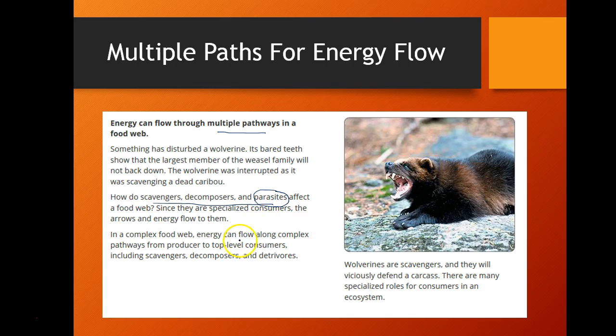In a complex food web, energy can actually flow along complex pathways from producer to top-level consumers, which can include scavengers, decomposers, and detritivores.